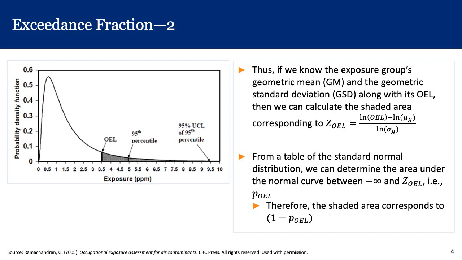So if we know the exposure group's geometric mean and geometric standard deviation, and we also know the OEL, then we can actually calculate it because of our knowledge of the normal distribution. From a table of the standard normal distribution, we can determine the area under the normal curve from minus infinity to the z value corresponding to the OEL. And so that would be the probability of the unshaded area in this curve. And so the area of the shaded part would be 1 minus P sub OEL. So that is the probability that we are interested in.